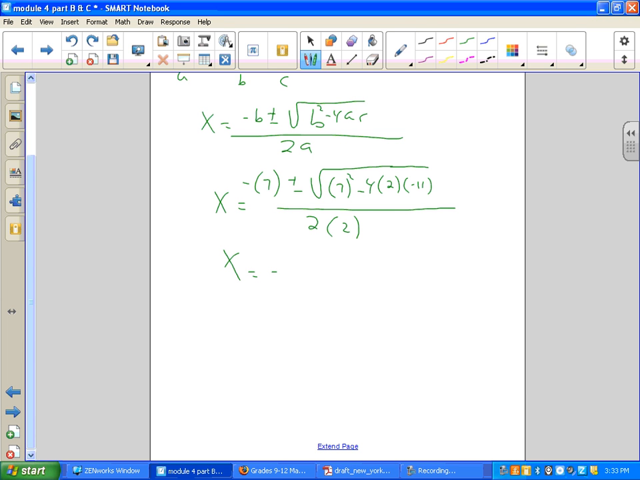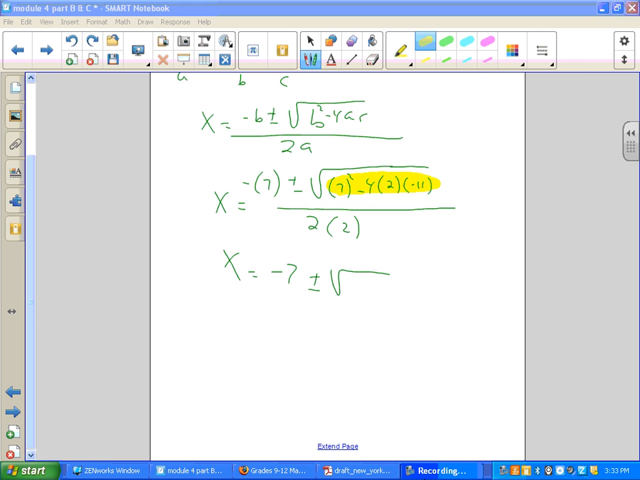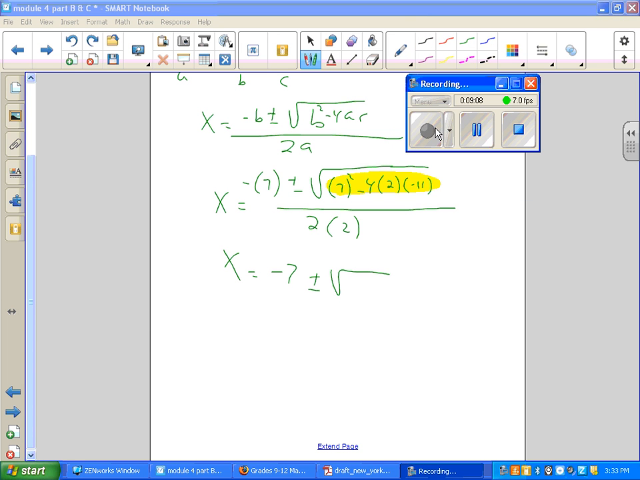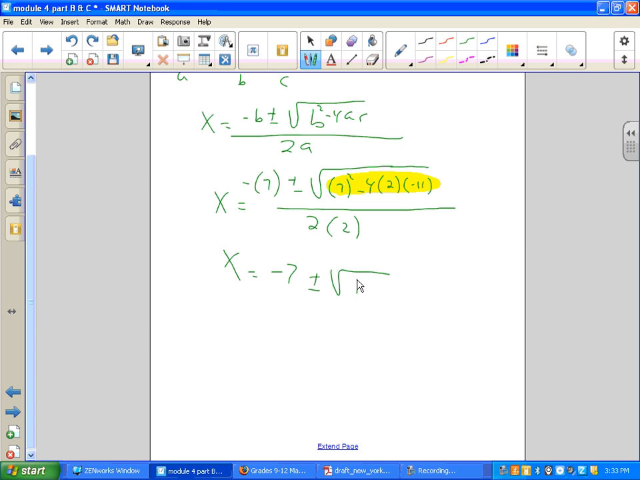So x equals, the opposite of 7 is 7, plus or minus the square root. You can type all of this into the calculator, not the square root symbol. Just that. And when you do that and hit equals, 137 all over 4. That's where I want you to stop for now.